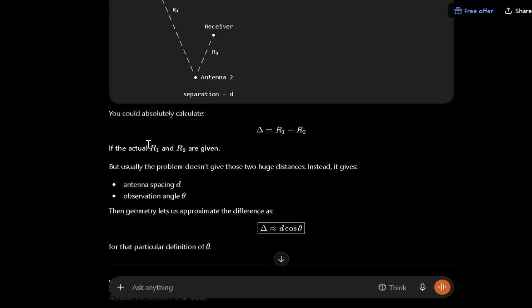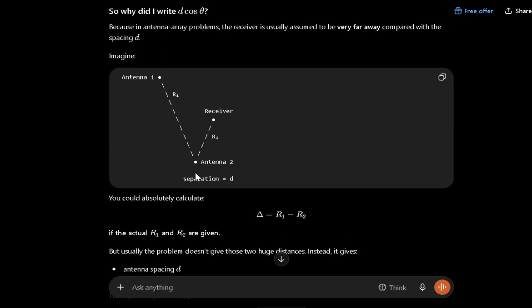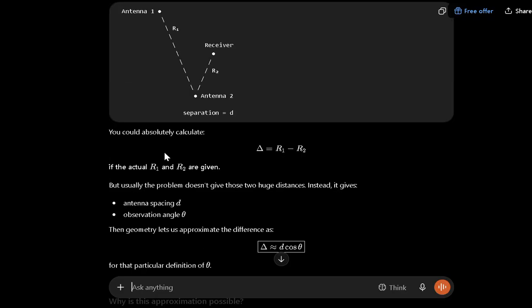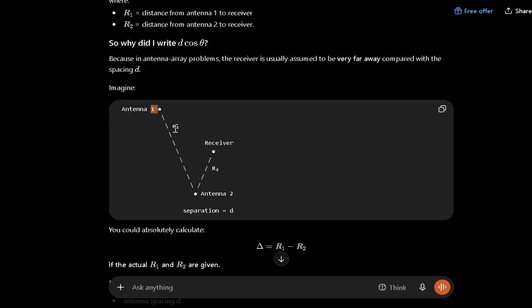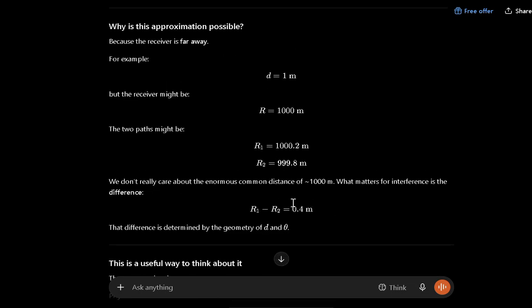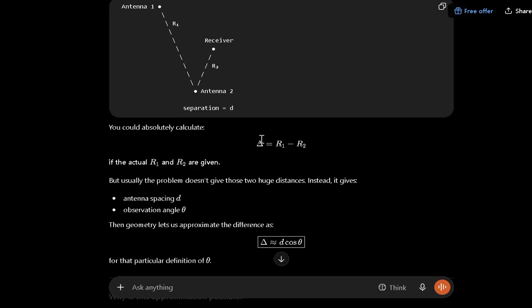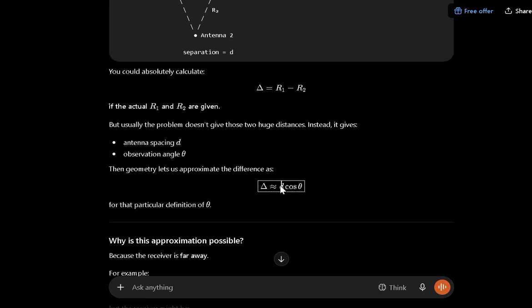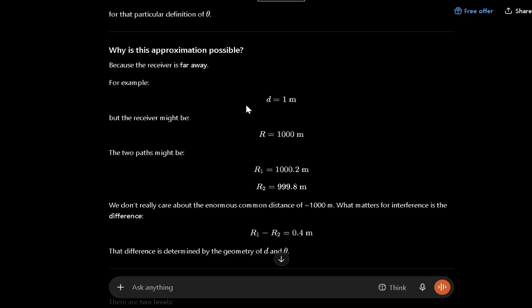So this is R1, the antenna distance from the receiver. If the two antennas are connected, the diagram is slightly wrong. R1 is connected to the receiver, and R2 is connected to the receiver. So by doing R1 minus R2, we get 0.4 meters. But we can actually get this by using the formula d cos theta, where for example d equals 1 meter.